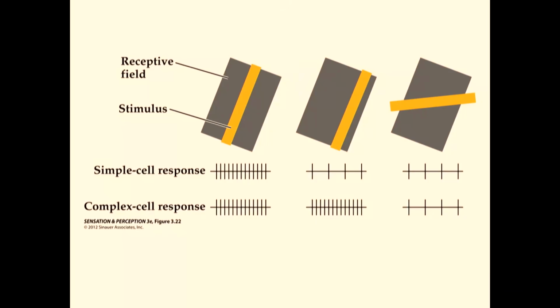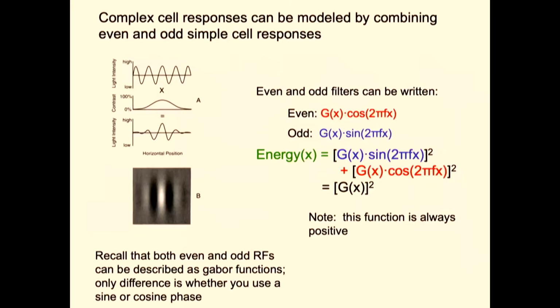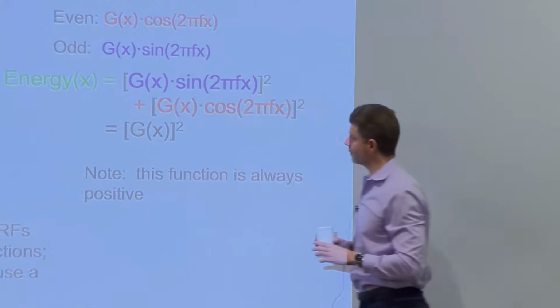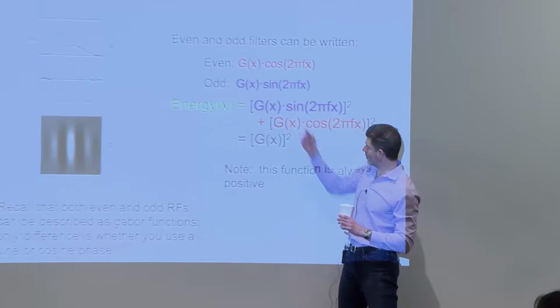All right, so this is again an empirical discovery in primary visual cortex. You've got these two types of neurons. And it turns out that complex cell responses can be modeled by combining even and odd simple cell responses. When you model simple cells as Gabor functions, this turns out to be mathematically very simple. An even receptive field would be a Gabor that has a cosine in it. G here is a Gaussian, and that's a cosine with some spatial frequency. That's the odd function with sine.